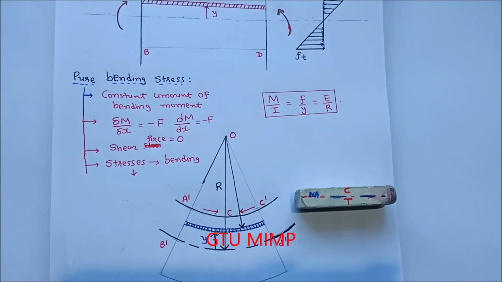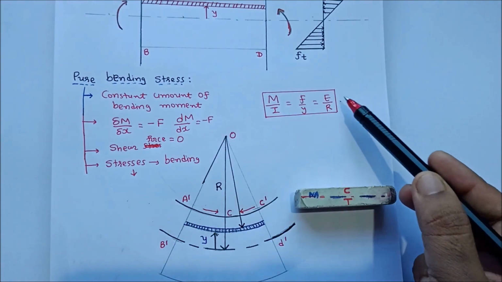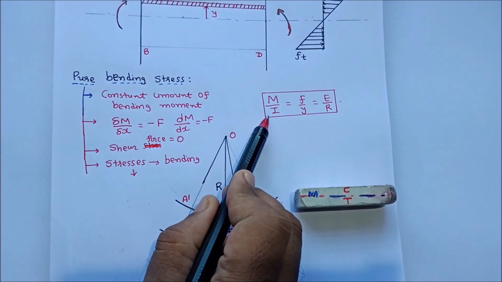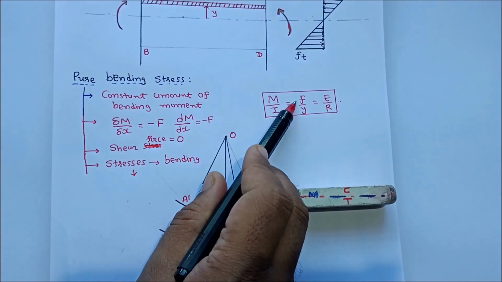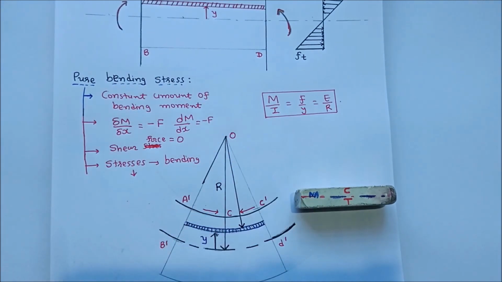Hello friends, today we derive the equation of bending stress. That equation is M by I is equal to F by Y is equal to E by R, where M is the moment of resistance, I is the moment of inertia, F is the bending stress, Y is the distance from the neutral axis, capital E is the modulus of elasticity, and R is the radius of curvature. So the first question is, what is the meaning of pure bending stress?